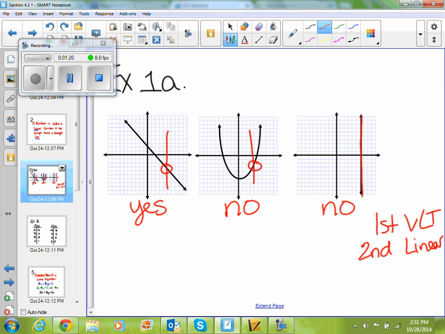Wait, is it always on? I don't get it. If it crosses two, like if two intersect and you add another line, it's... Okay, yes, I get that. Then it's still a function.